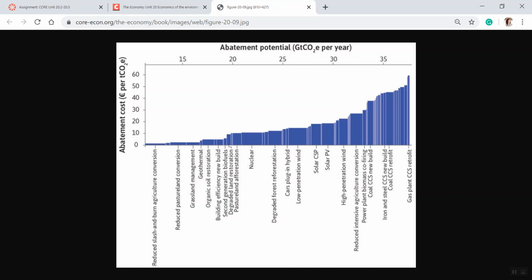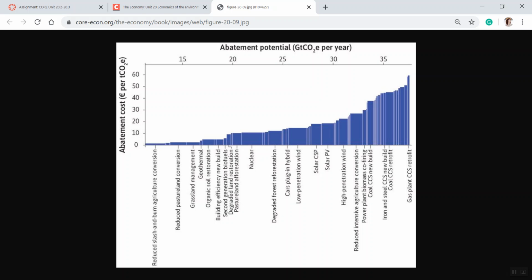The coal retrofit looks like it has a little bit of a bigger abatement potential here, right? It's a thicker line. So that's kind of cool. Even though it's expensive, it's still going to be able to give us some bang for the buck. Going down here, we have reduced intensive agriculture conservation. That's really interesting, right? It's a little expensive, not as expensive as retrofitting those gas plants, but it has a lot of abatement potential. Okay, those gas plants don't have much potential at all. So that's kind of cool. So if we change our agricultural methods, we can be abating a lot more CO2.